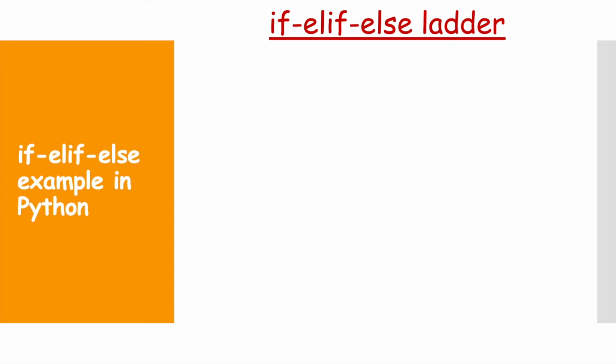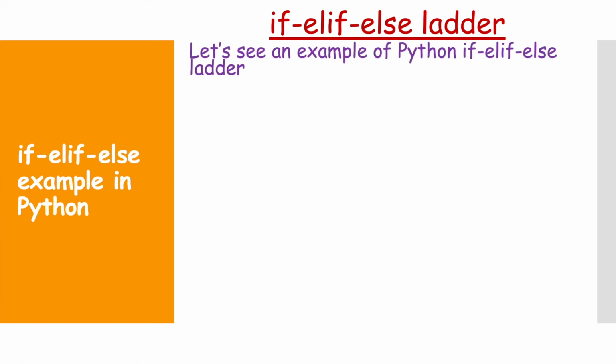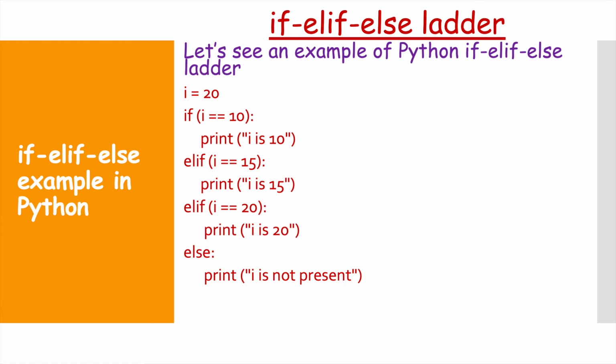Now let's see an example of if-elif else ladder in Python. You are having a variable i which you have initialized to value 20. So your first if expression is, if i is equal to 10, then you print i is 10. But here your i is not equal to 10. So this block is skipped. So you go to the next test expression.